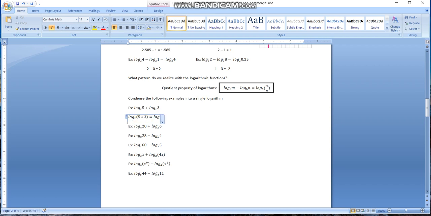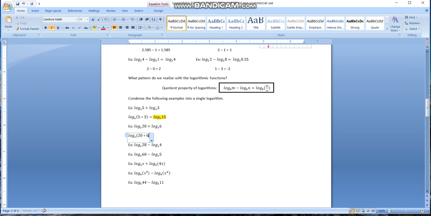So this is log base x of 15. Okay, and that's it. That's all there is to it. Okay, log base x of 20 plus log base x of 6. So same idea. So you take 20 times 6.